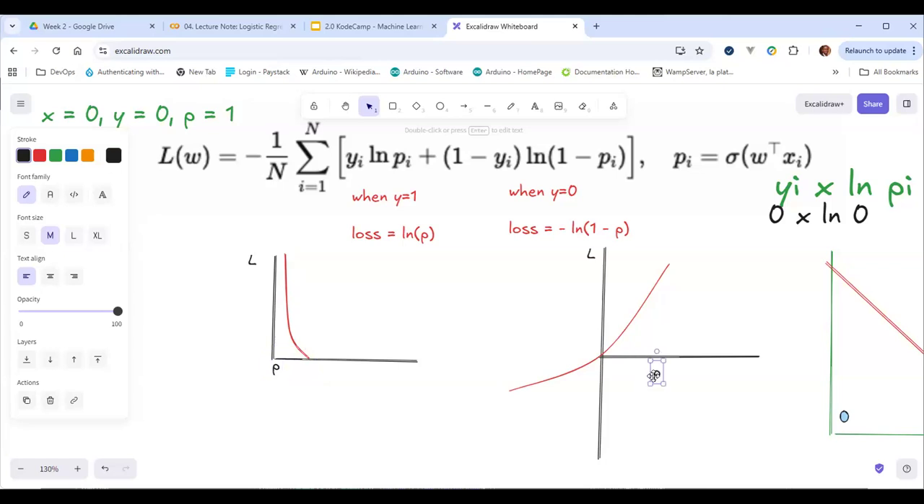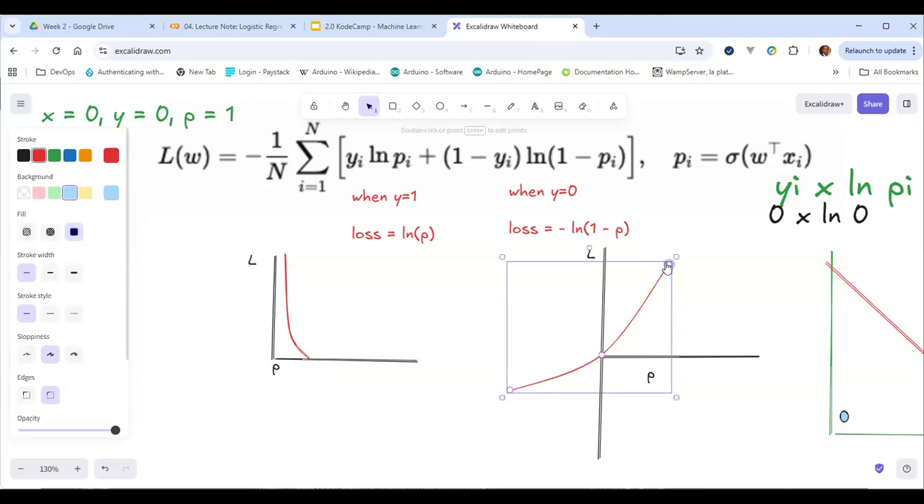Same thing here. When probability is at 1 here, the loss goes to infinity. And similarly here also, because probability can never go below 0, this section of the curve below 0 does not really come to play. So it kind of stops here.